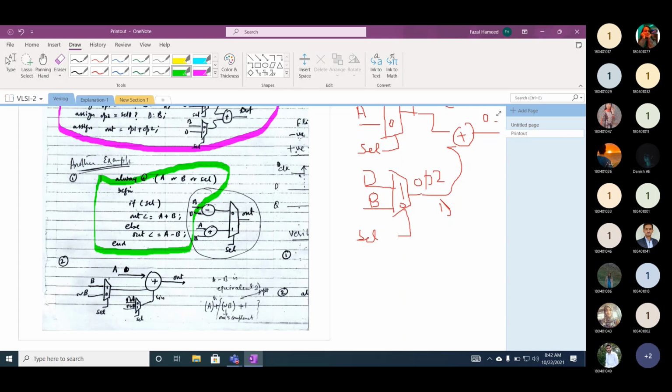How? Why? Think. What is a subtraction? You already studied. What is a subtraction? A not B gives minus, right? Why? What is a subtraction? You studied this in digital logic design.